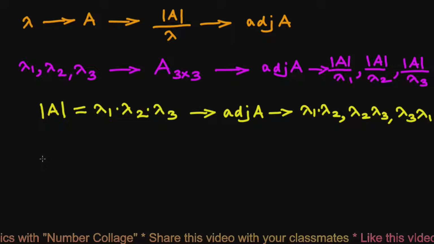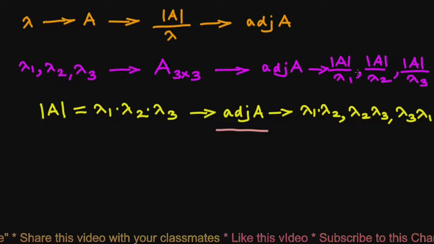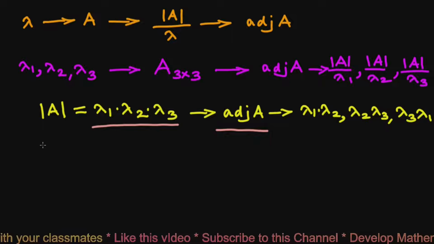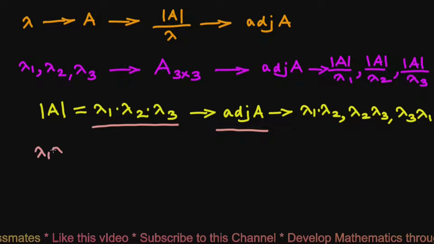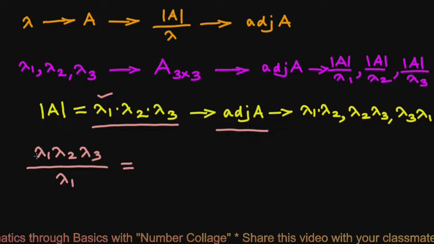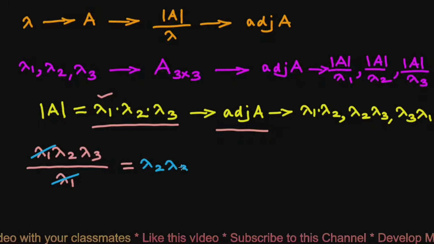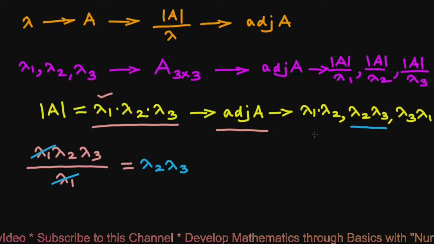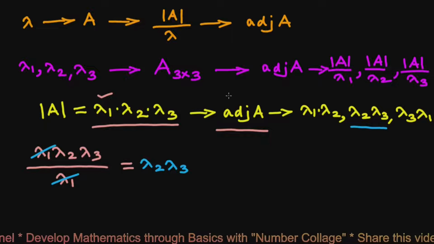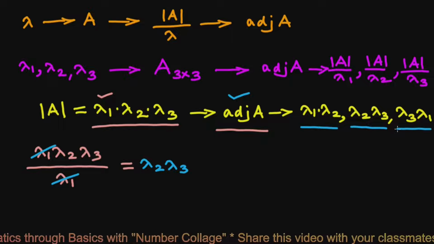In order to prove this, we write the first eigenvalue of adjoint of A, and in place of determinant of A, we write lambda 1 into lambda 2 into lambda 3. So it will be lambda 1 into lambda 2 into lambda 3 upon this lambda 1. After cancelling this lambda 1, we get the eigenvalue to be lambda 2 into lambda 3. Similarly, on the same lines, we can find the remaining two eigenvalues of adjoint of A to be lambda 1 into lambda 2 and lambda 3 into lambda 1.